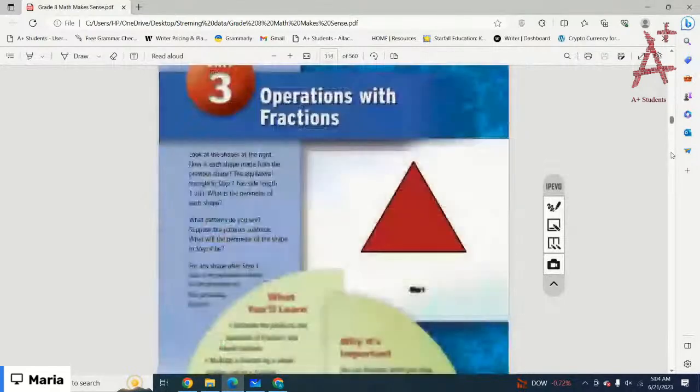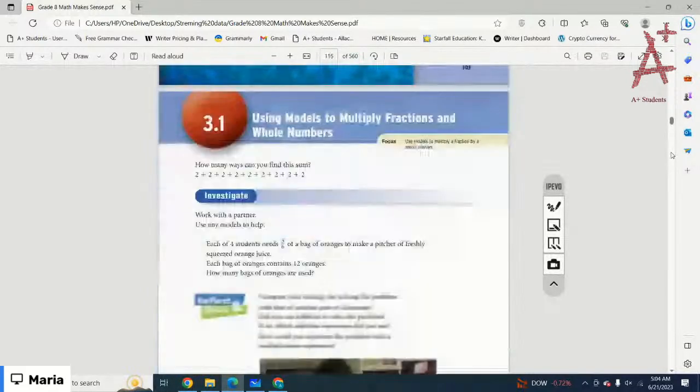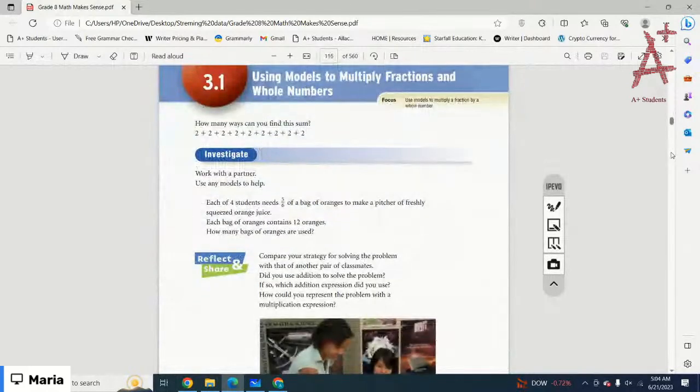Okay, here is the third chapter, operations with fractions. So let's start with the lesson. Let's start with 3.1, using models to multiply fractions and whole numbers.